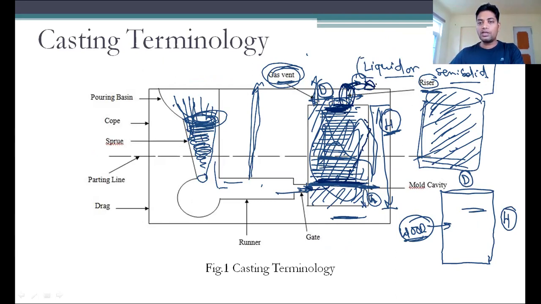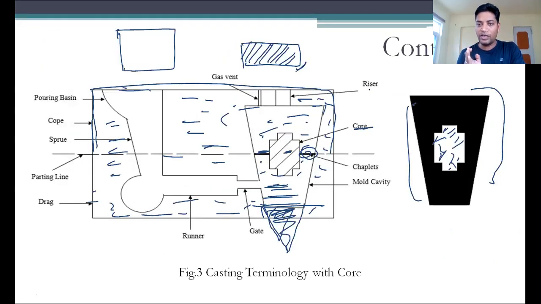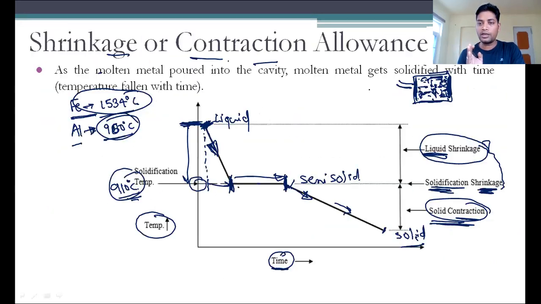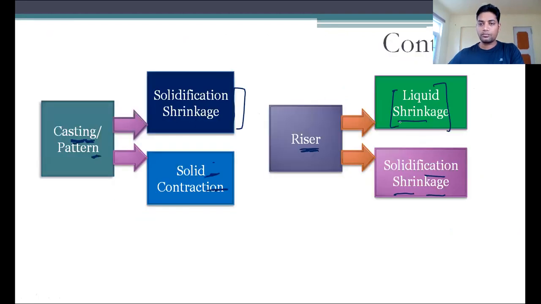Okay, so whatever material is coming out from the riser should be either in semi solid form or in liquid form. So the allowances affiliated with the material coming out from the riser are the liquid shrinkage and the solidification shrinkage.